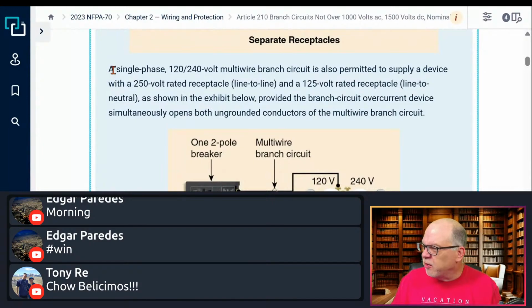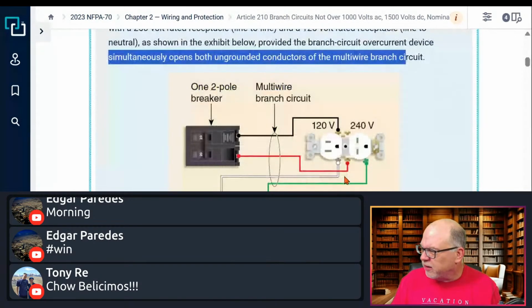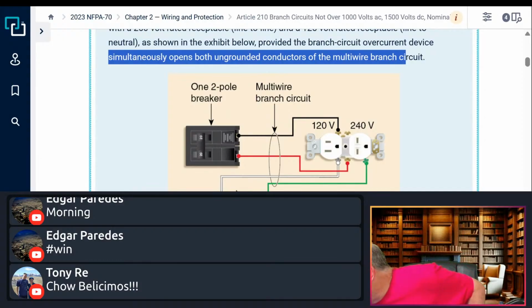Now look at this one. It says a single phase 120/240 multi-wire branch circuit is also permitted to supply a device with a 250 volt rated receptacle line to line and a 125 volt rated receptacle line to neutral, as shown in the illustration below, provided the branch circuit overcurrent device simultaneously opens both ungrounded conductors of the multi-wire branch circuit. So look here, here's a multi-wire branch circuit. Notice what it's doing here.